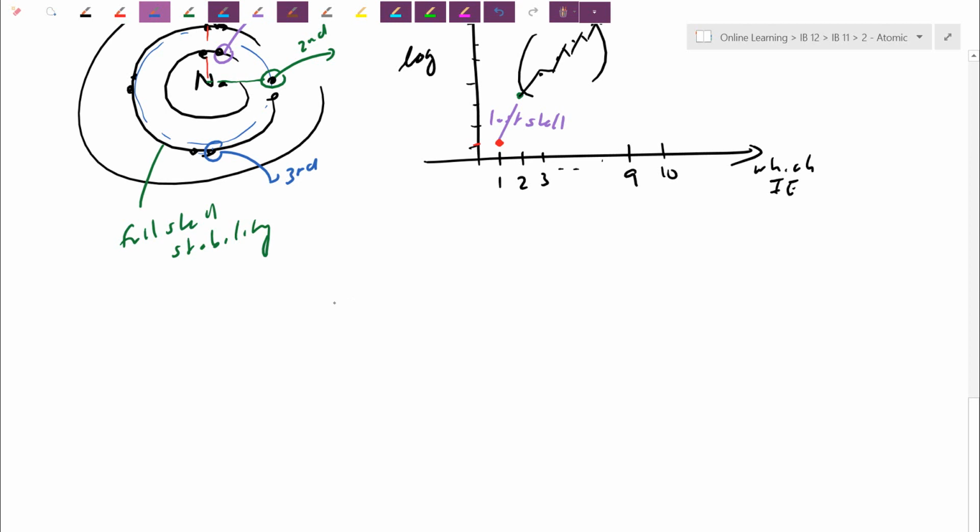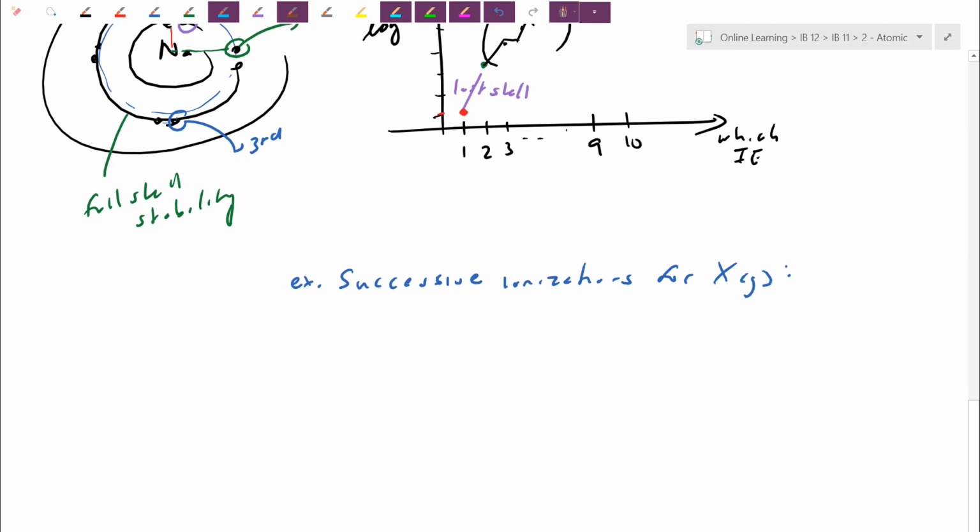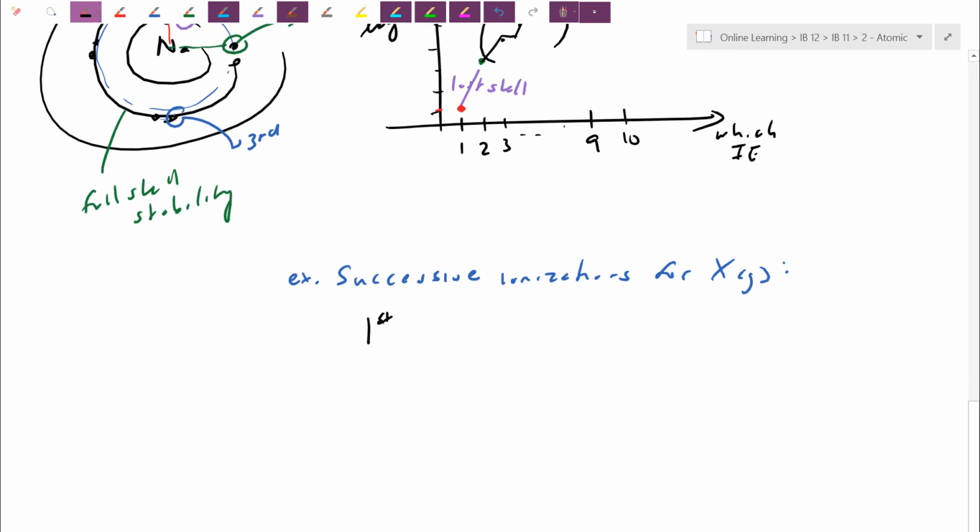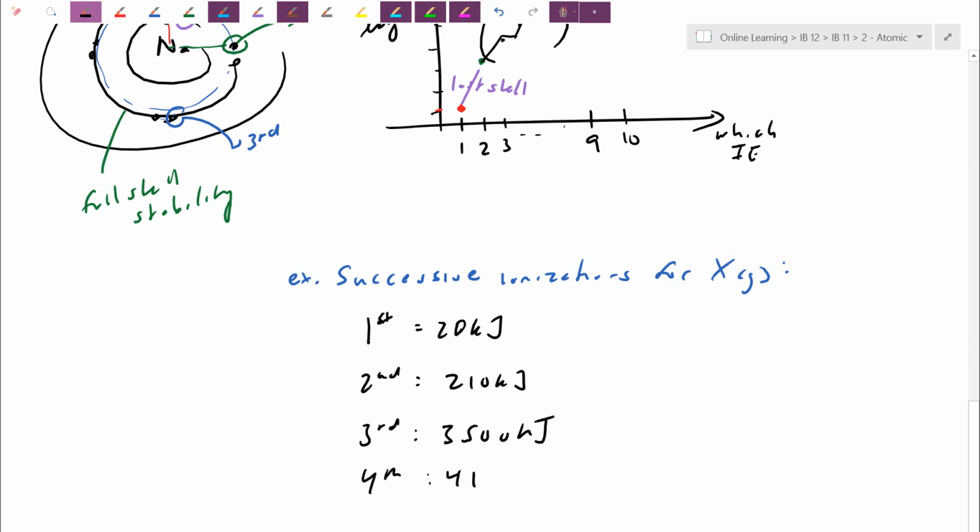So this introduces one style of question here. Let me give you a few numbers. Successive again means one after the other. Successive ionizations for X as a gas. I'm going to give you, first time you come in, it's 20. Second time you come in, for that next electron, it's 210. Third electron you come in, it's 3,500. And then fourth electron is 4125. It doesn't have to be a really nice number.